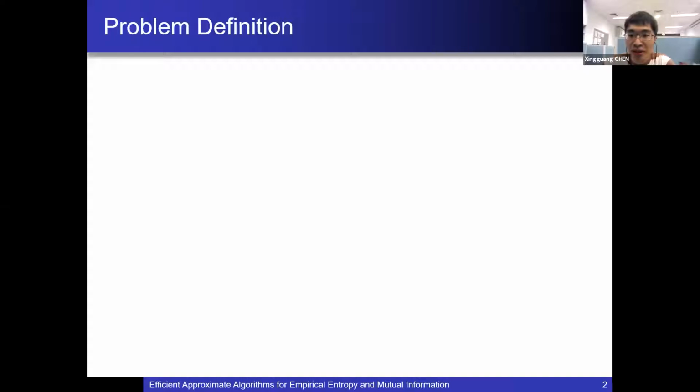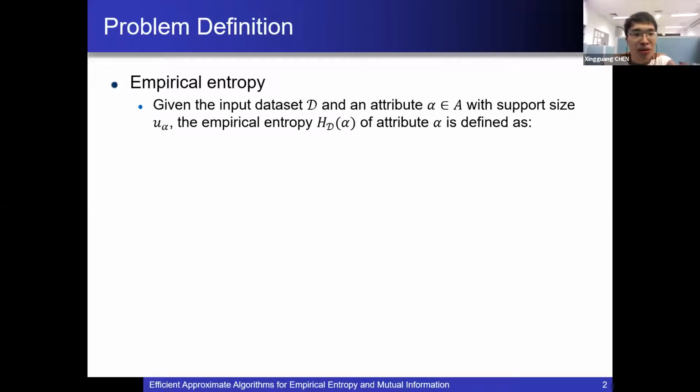First is the problem definition. Empirical entropy is a classic concept in data mining and the foundation of many other important concepts like mutual information. To begin with, we'll give the definition of empirical entropy. Given the input data set D and an attribute alpha with support size mu alpha, the empirical entropy Hd alpha of attribute alpha is defined as the following formula.